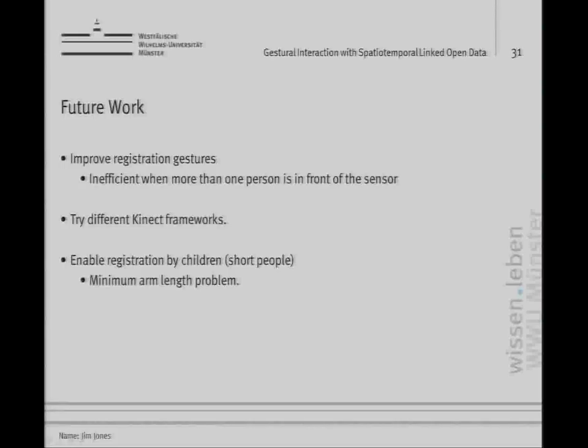Some future work: we have to improve the recognition gesture, as I said before. We need some kind of system for separating the user from the background. Try different Kinect frameworks; so far we are just using OpenNI. And enable tracking by children, because we have a problem with children due to arm length. If the arms are too short, the software cannot detect them.